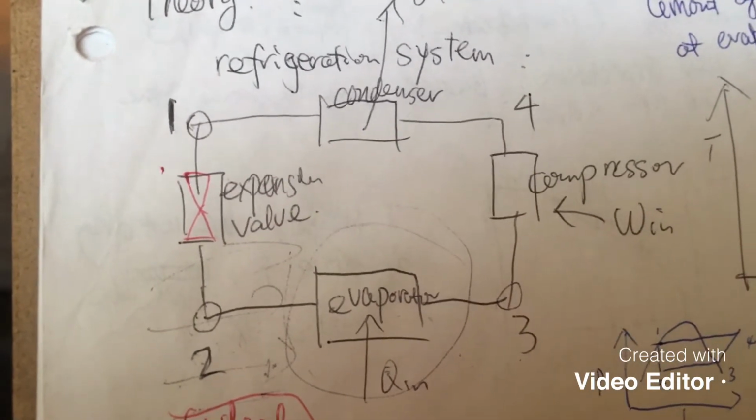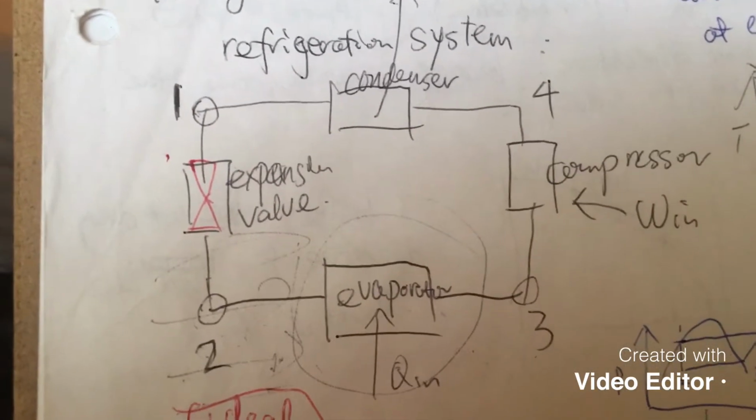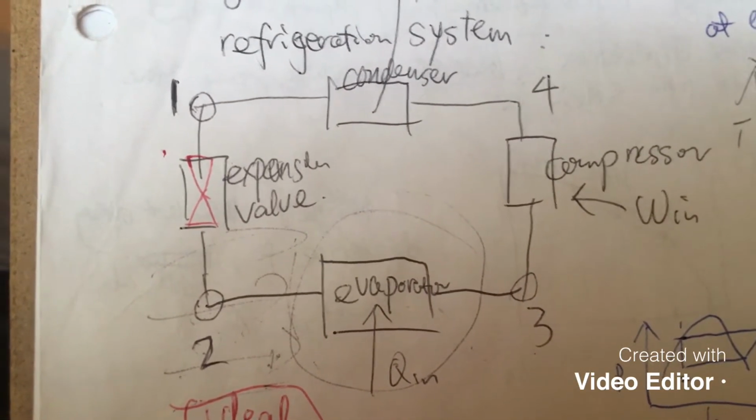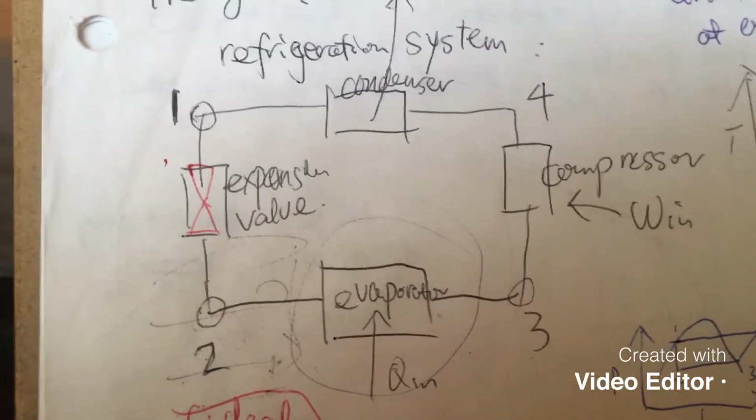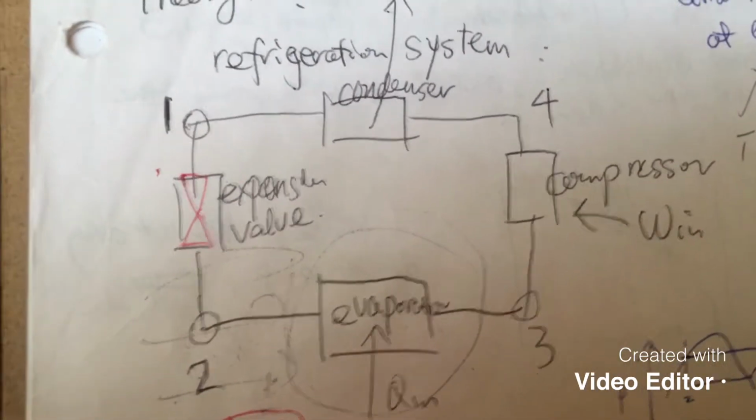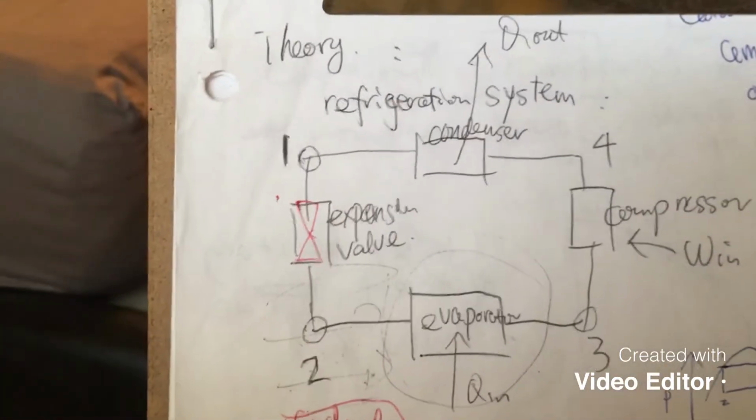So how about the compressor? They have work into the system, okay. Then the expansion valve releases the pressure. Okay, so these are the major components.